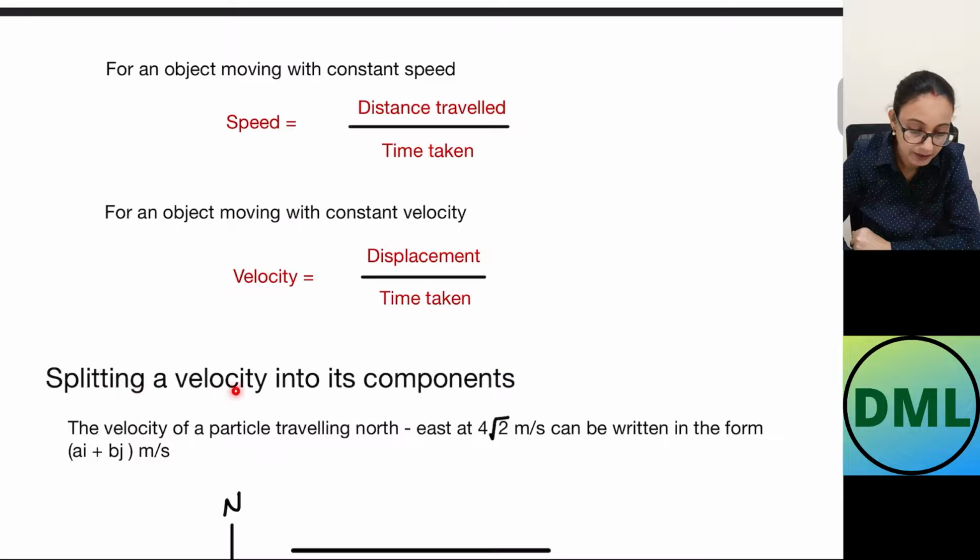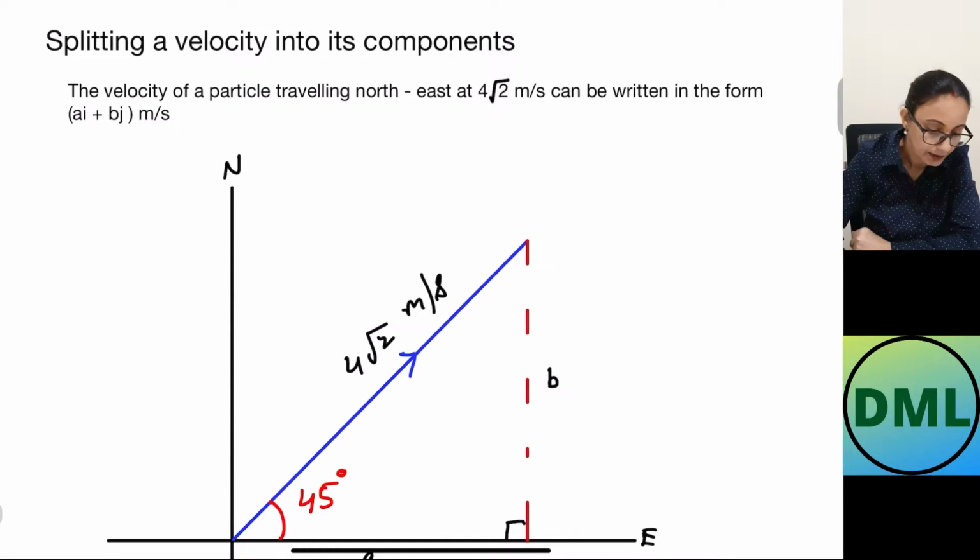Now, splitting a velocity into its components. The velocity of a particle travelling northeast at 4 root 2 meters per second can be written in the form of ai plus bj meters per second. As you know, you are going in the northeast direction. So this is your east, this is your north, and you are going northeast. That means you are moving exactly at 45 degrees. So this angle is 45 degrees and you are moving with a velocity of 4 root 2 meters per second.